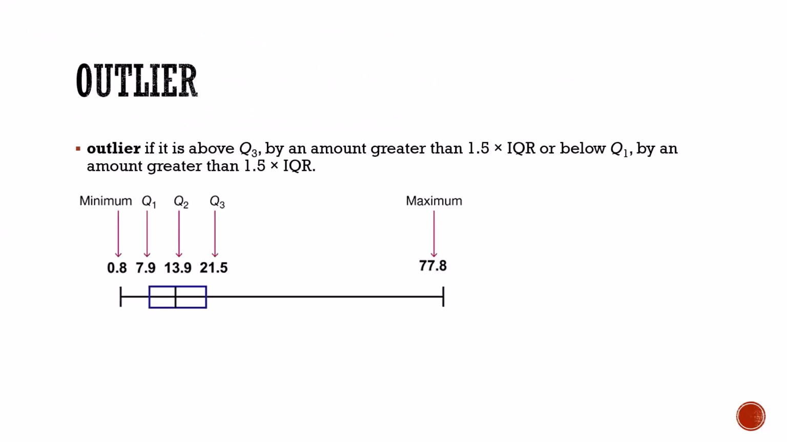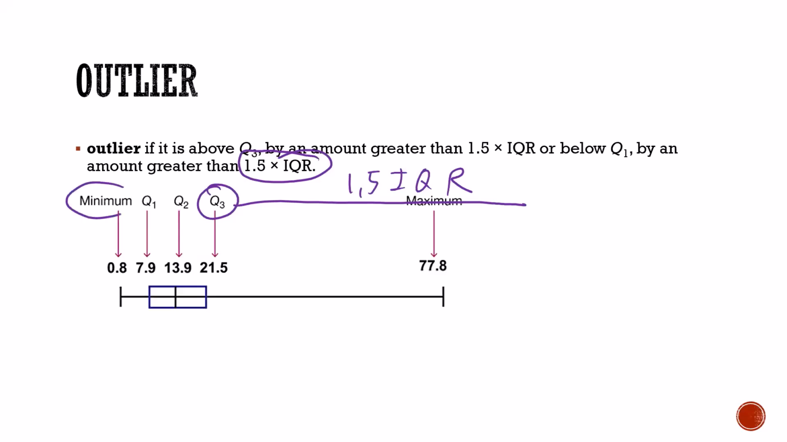Outlier, right? An outlier is a value that's far away from the rest of your data. But that brings the question, how far? So if a data value is more than 1.5 interquartile ranges, right, if it's 1.5 above Q3 or 1.5 below Q1, it's considered an outlier.